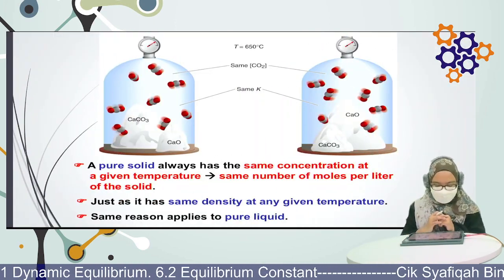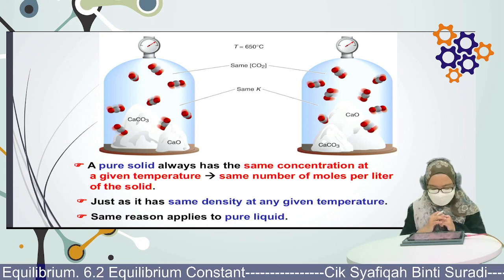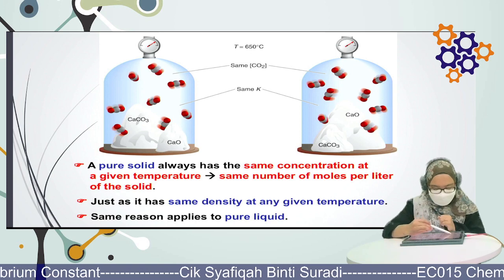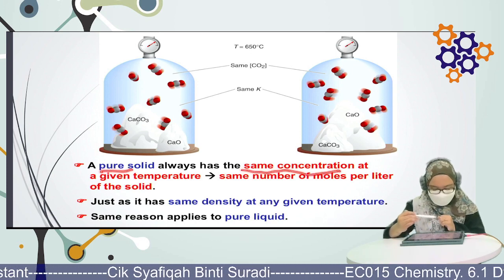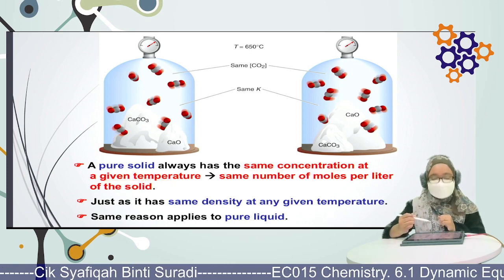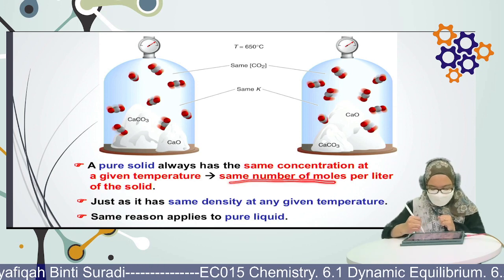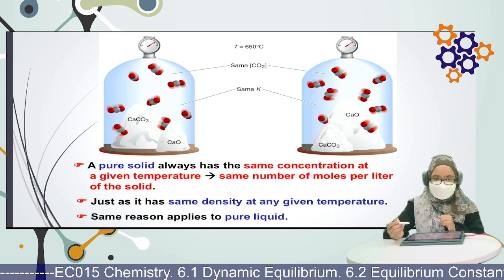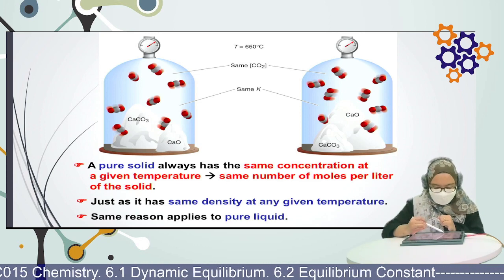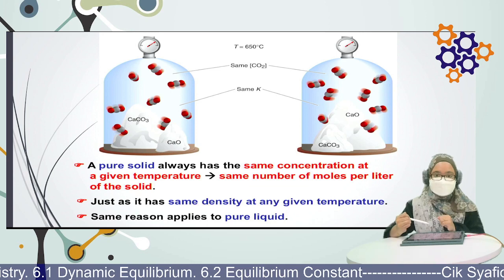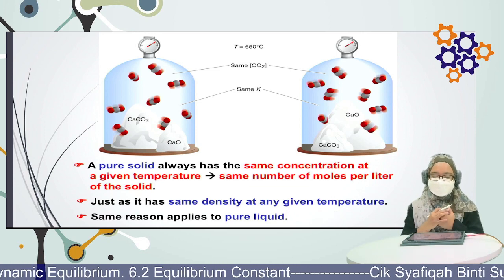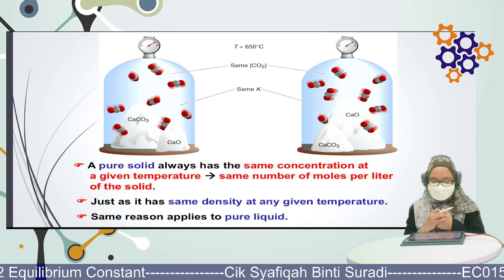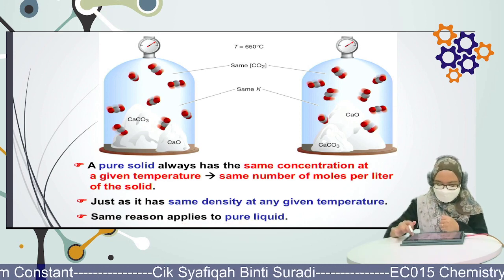Kalau kita tengok kat sini, okay, reaction yang sama juga. Dia kata kat sini, a pure solid always has the same concentration at given temperature. Maksudnya dia ada same number of mole per liter of the solid. Okay, dia tak berubah lah. Okay, so dia ada same density at any given temperature. Sebab tu kita tak include dalam equilibrium constant expression. Same reason applies to pure liquid juga. Okay, alright.